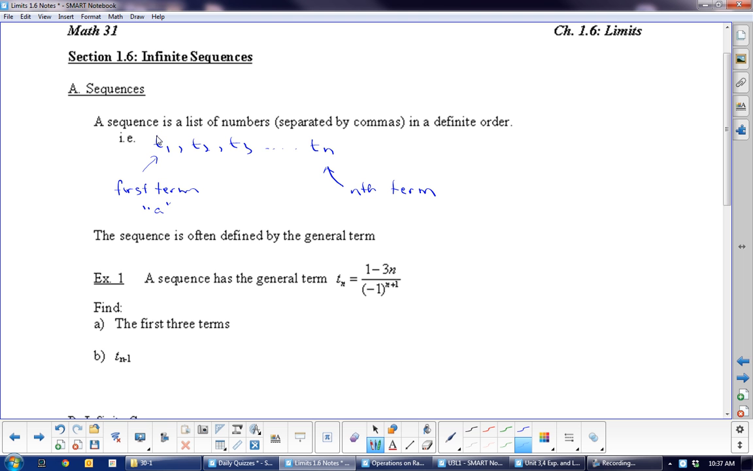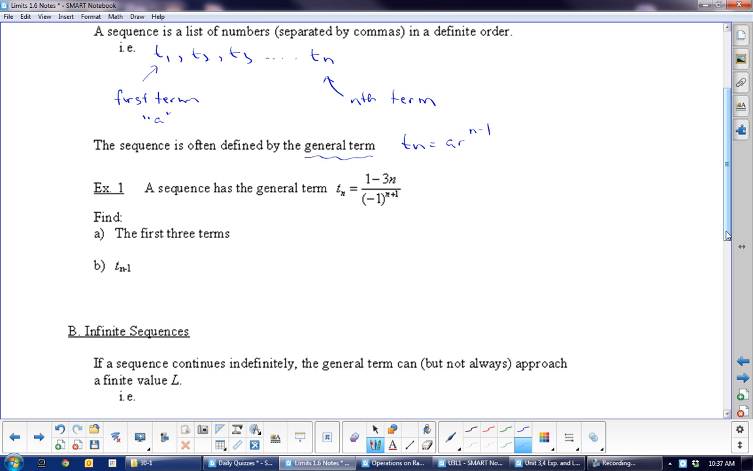Now, there is a general term or general formula, usually given by Tn is AR to the n minus 1. That would be for a geometric sequence. Sometimes they can be a lot fancier than that, as an example of this. It says we'll find the first 3 terms. Now, to find T1, you see where n gets replaced with 1? Well, throughout your formula, you're going to replace it with 1 as well.